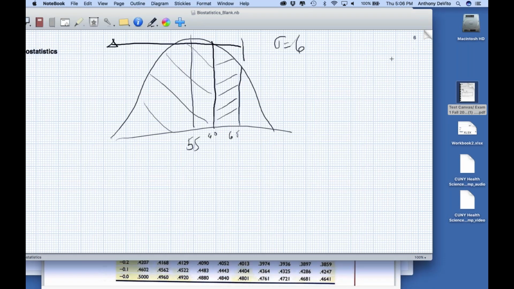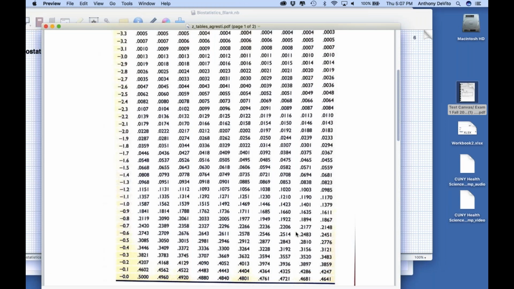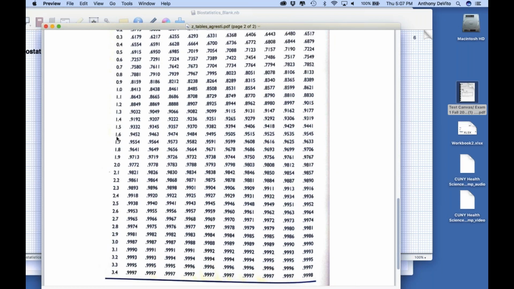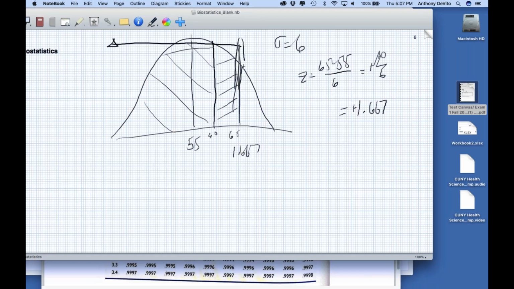Okay, so let's take a look at that. So Z for 65, I'm going to start with 65. 65 minus 55 over 6 is going to be plus 10 over 6, which is equal to 1.667, right? And so that's going to be the Z-score here. So what is that area from this point all the way down? Okay, so let's say plus 1.67. It's going to be 0, 1, 2, 3, 4, 5, 6, 7. It's 95.25.